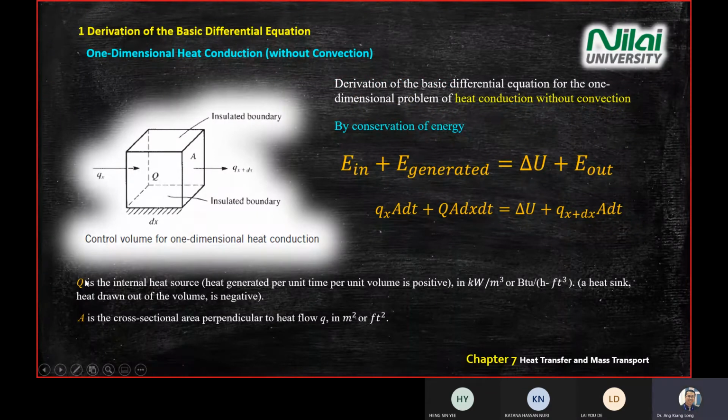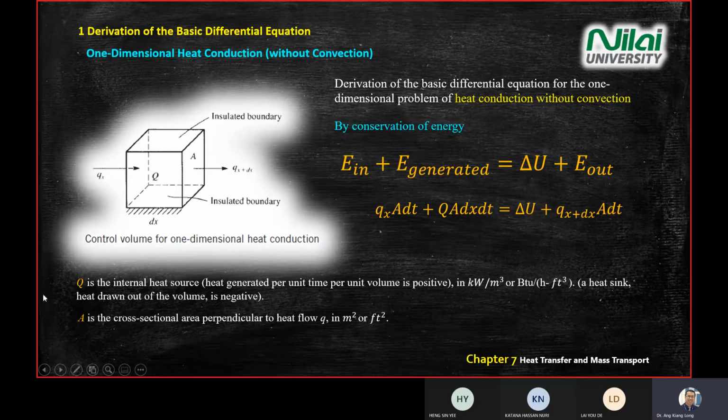All right, the Q here, capital Q, is in the unit of watt over meter cube. It's the internal heat source, heat generated per unit time, per unit volume, and the value is positive. So in thermodynamics, we are looking at vector also. If your value of your Q is positive, it means that the heat is generated internally. So you need to understand when you are given a positive value, what it means.